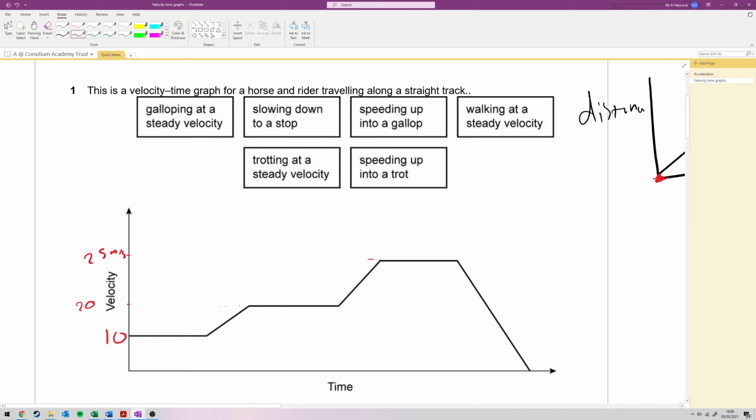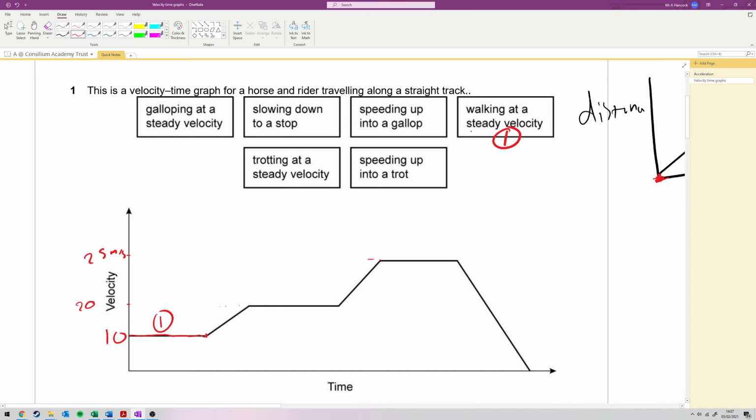Well, what's happening here where this line is horizontal? This horse is traveling at 10 meters per second all the way along until here. So the velocity stays at 10 meters per second. So which one of the boxes will this be? Well, if they are staying at 10 meters per second, they've got a steady velocity, and because it's the slowest one, let's have a look. They've got galloping, walking, trotting. So walking is the slowest one. Okay, so this is 1.